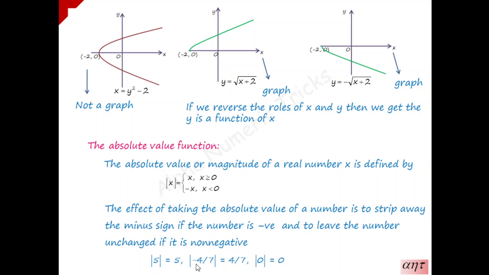And here, minus 4 by 7, you have to take the modulus. Whenever you are taking the modulus of a negative number, you have to write the positive number as your answer. 4 by 7 is your answer, and the modulus of 0 is equal to 0. Now we will see one example.